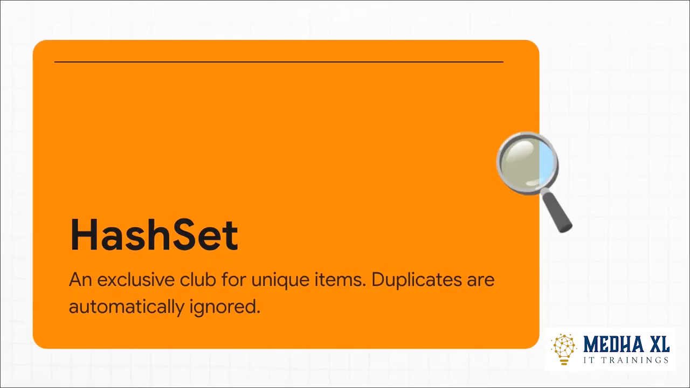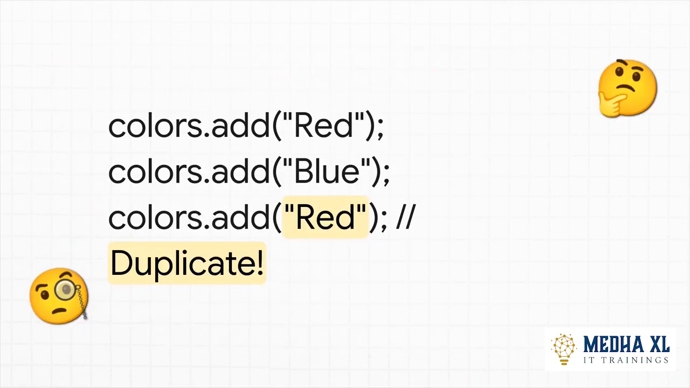And remember that analogy? It's like the bouncer at a super exclusive club. It checks every single item that tries to get in. And if someone with the same name is already on the list, nope, you're not getting in. It's all about that uniqueness. Let's see it in action.